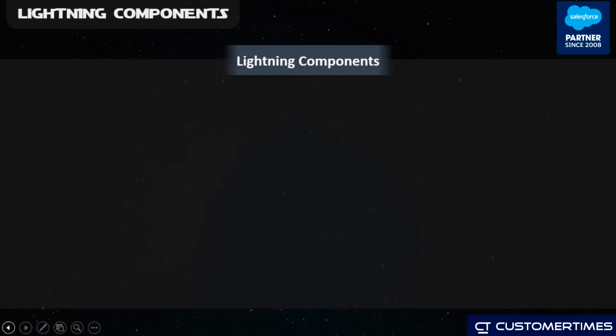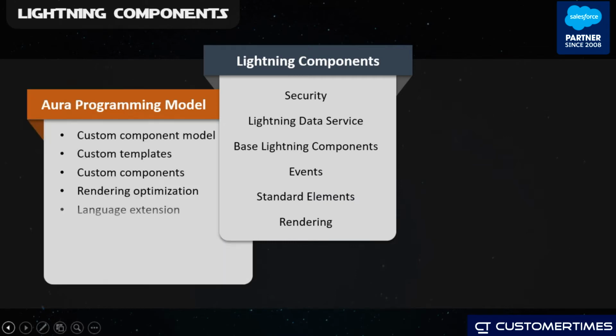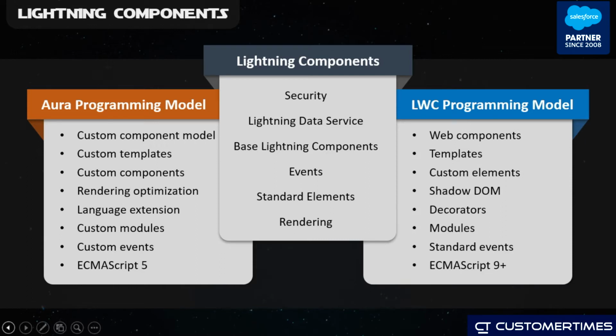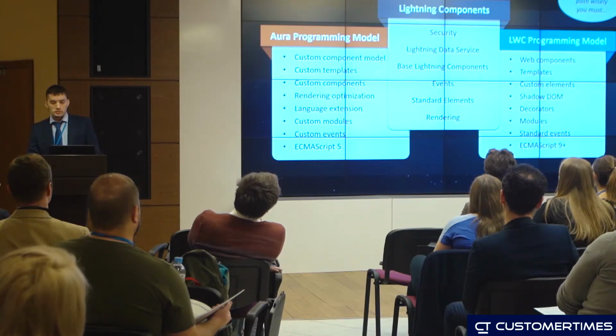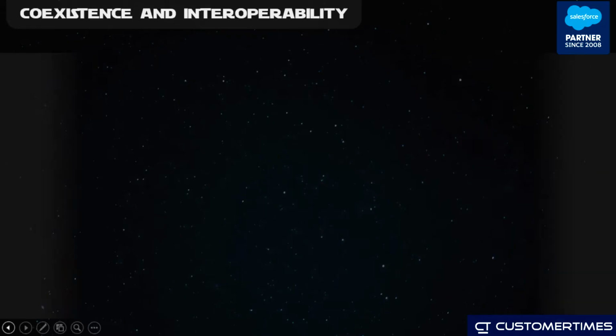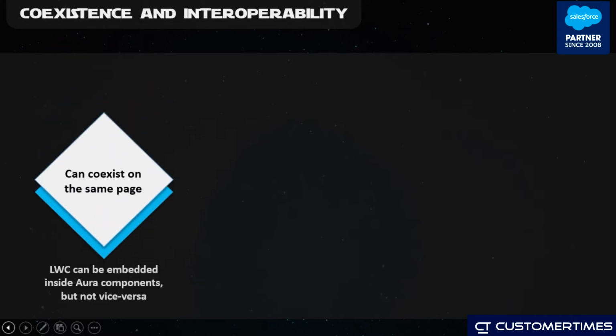There are now 2 ways to build Lightning components: Aura components, leveraging the Aura component model, templates, and modular development programming model, and Lightning Web Components, built on top of the web standards. As a large portion of this is now native browser-provided features, the framework is lightweight and delivers exceptional performance. Components can coexist on the same page. Lightning Web Components can be embedded inside Aura components, but not vice versa.